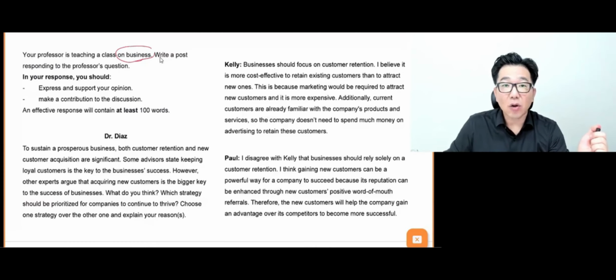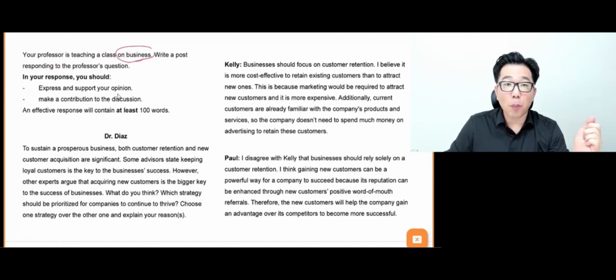So your task is to write a post, something like this, right? It's an online post, so it's not a formal essay by any means, right? So write a post, something like this, responding to the professor's question, okay? In your response, you need to achieve these criteria to get a good score, a high score, and the perfect score I'm trying to demonstrate through this video lecture.